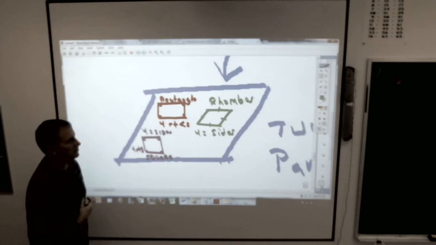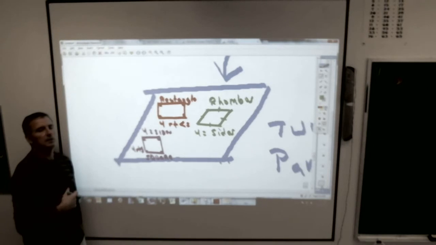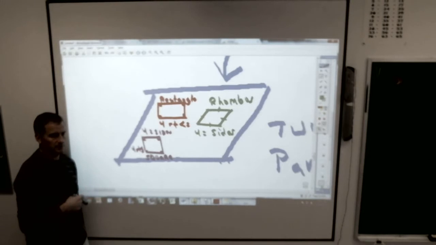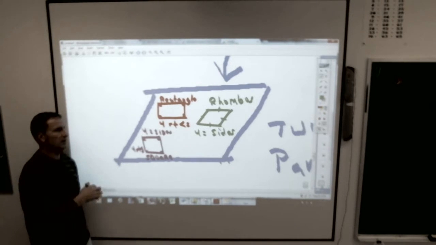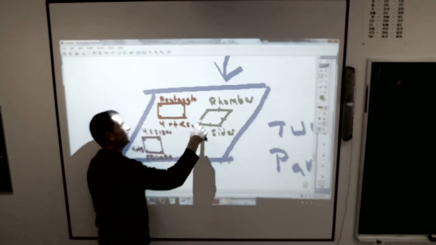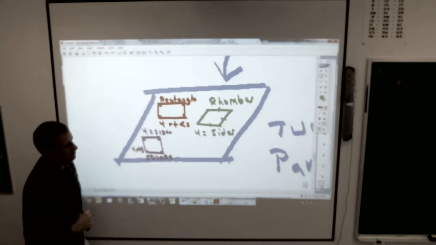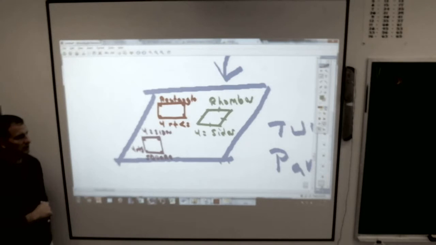Are all rhombuses squares? No. Can a rhombus be a square? Yes. Are all squares rhombuses? Yes. All squares have to have 4 equal sides, so they have to be rhombuses. Again, we always use the specific one of those when we say it.